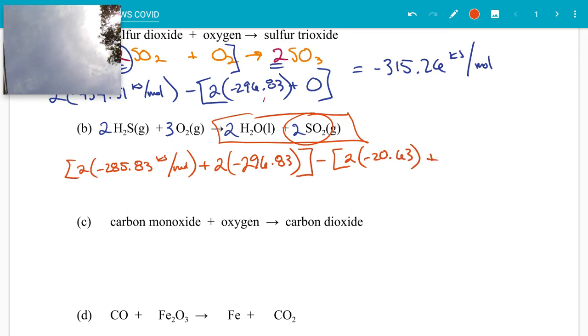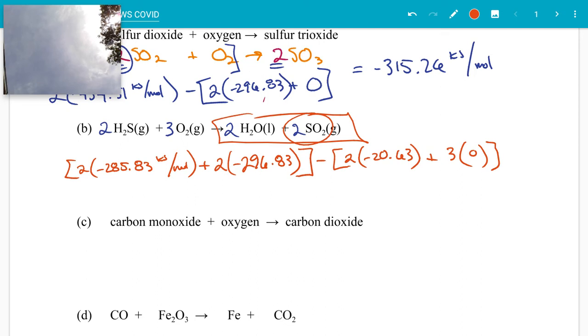I should be writing all the labels, and I'm getting a little lazy here. And then plus, and then it's 3 oxygens. So it's 3 times 0 because oxygen is an element and it has a heat of formation of 0. So now we just do all the math, put it all together.